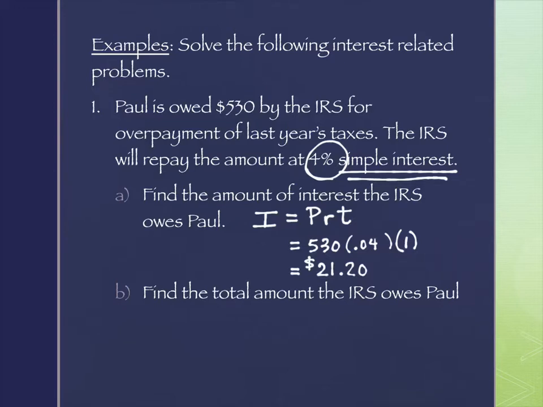Now, a better question really would have been if Paul underpaid the IRS by $530, and they charged him 4% interest. What would he have owed extra? That would be the $21. But regardless, 4% of the $530 for a year is 21 bucks.